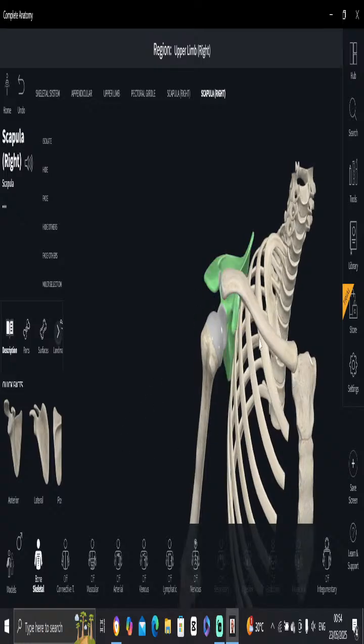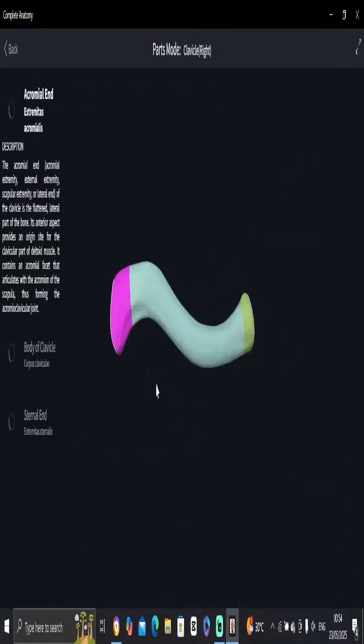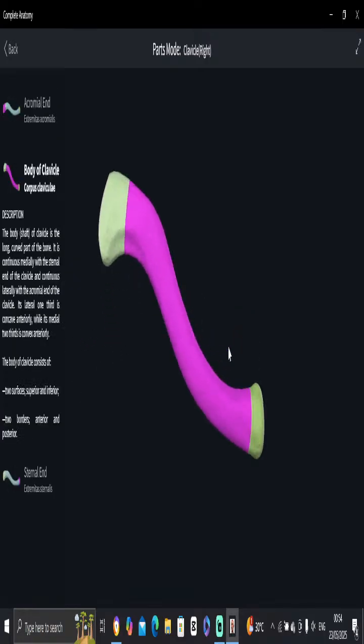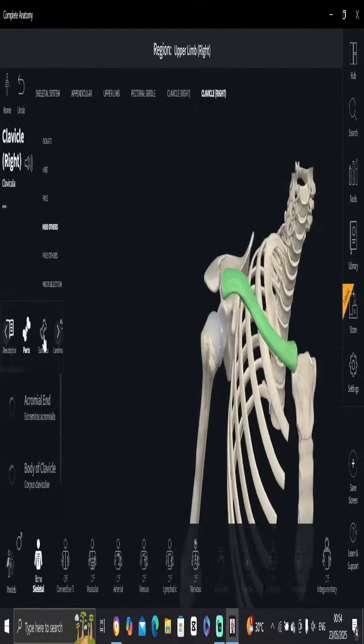Generally, if we look at the parts of the clavicle, it has the acromial end, which we've talked about. It has the body, which is rounded medially and flattened anterolaterally. And then we have the sternal end, which generally seems to be rounded in cross section. So those are the parts of the clavicle.